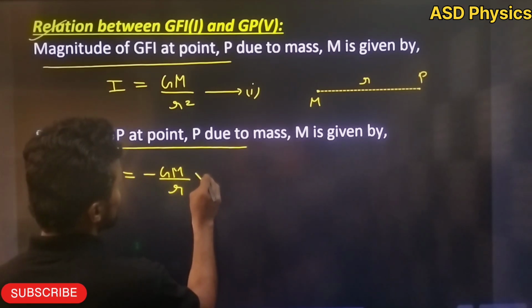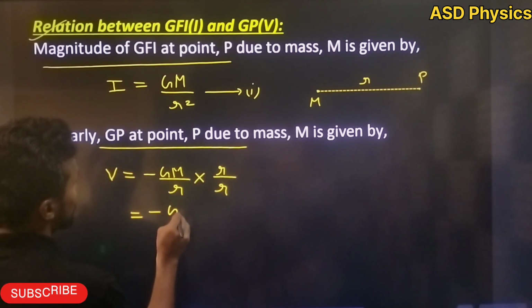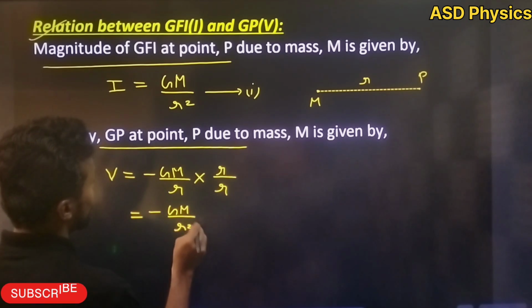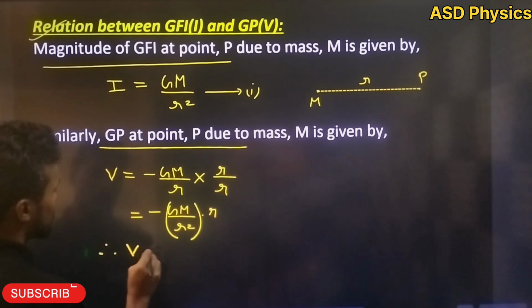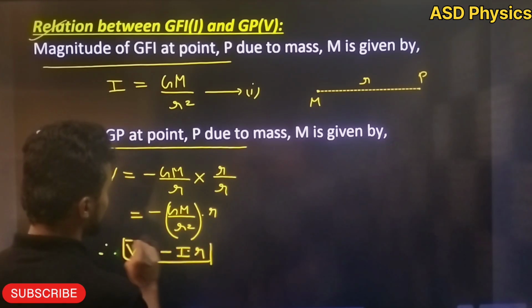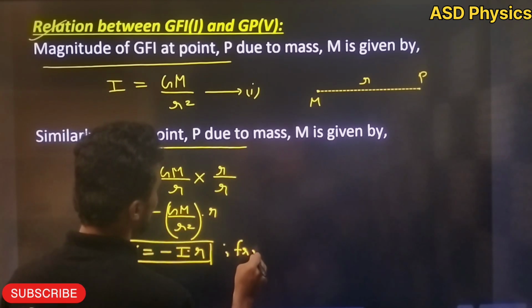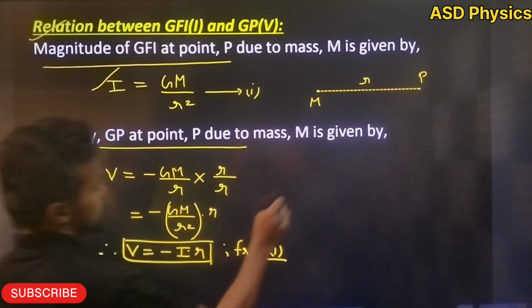Now after that students, if I multiply and divide with r, then it becomes minus GM by r square into r. Hence we can write this V equals minus I into r. And I am writing this from which equation? From equation 1, this equation.